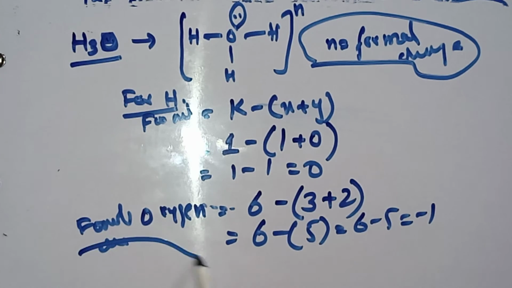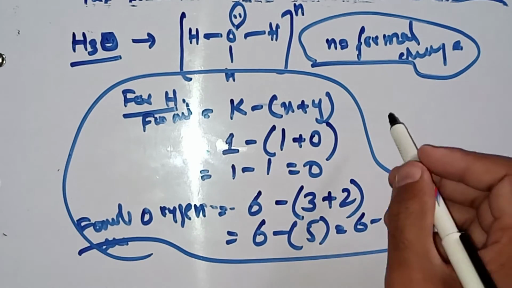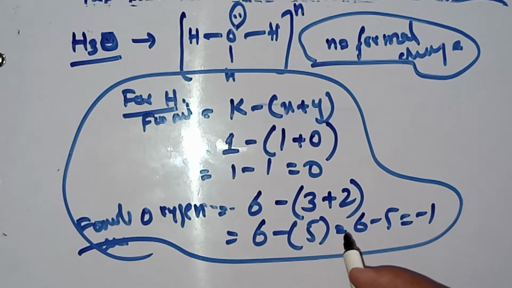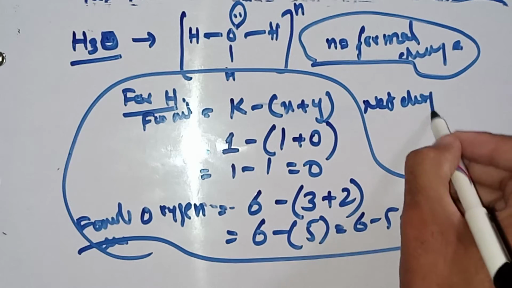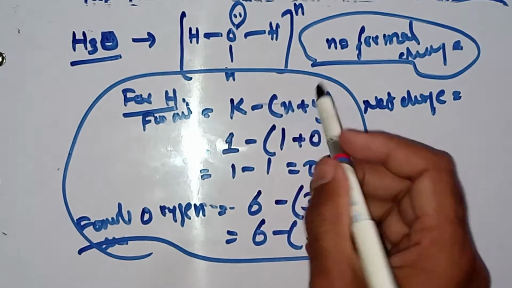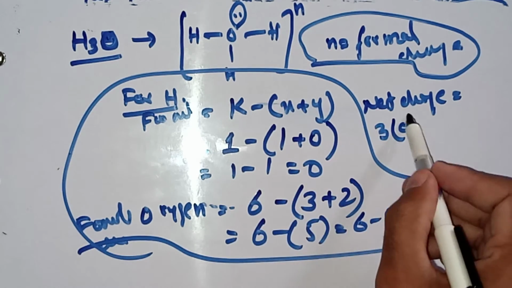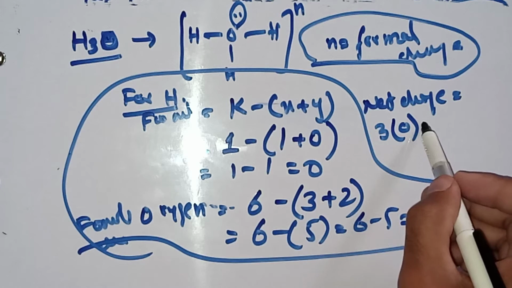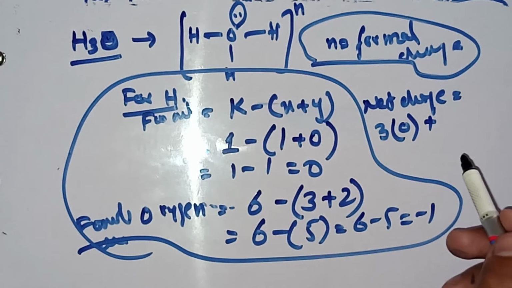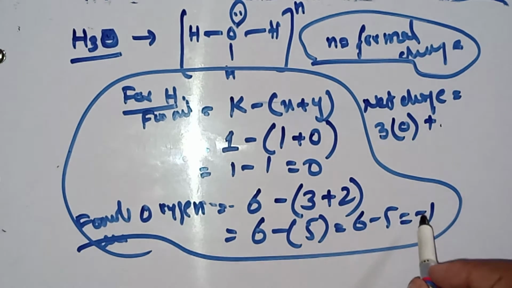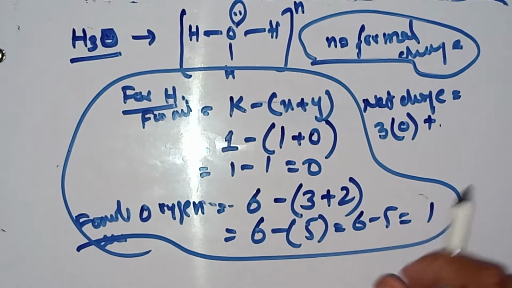So the net charge on the species will be equal to the sum of all the formal charges. How can you sum? The net charge on the given species will be equal to the three hydrogens, each with formal charge 0, plus the oxygen. Sorry, here it is not minus 1, it is plus 1, because 6 minus 5 is equal to 1. I am very sorry.